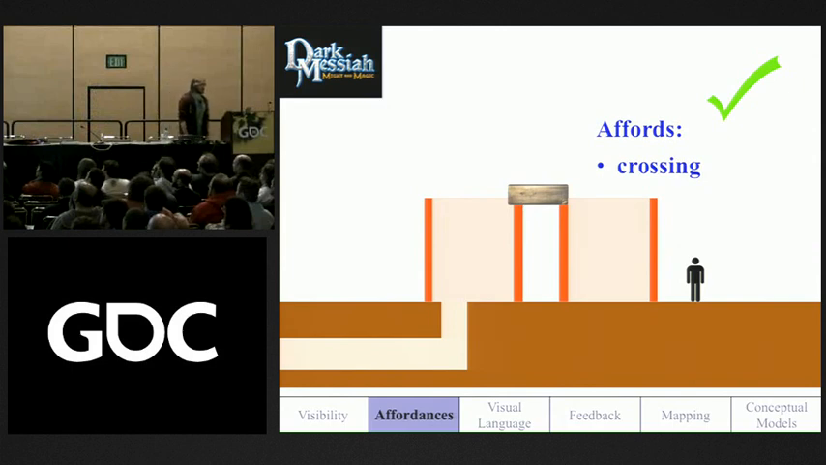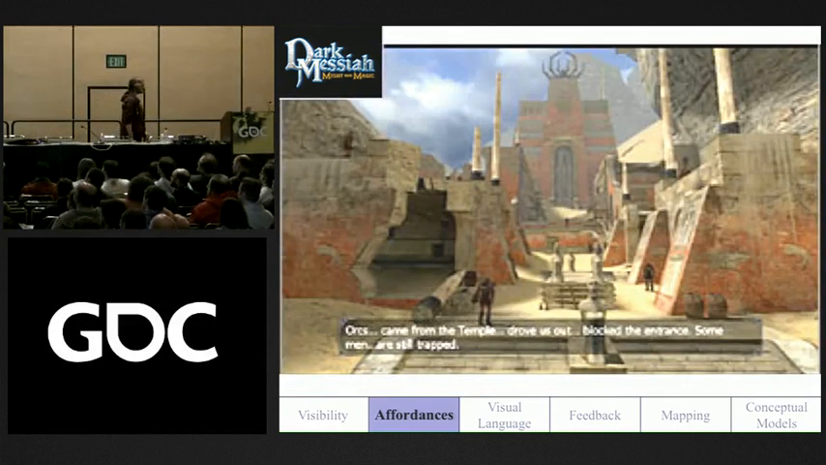This example here, that plank drew attention to make that gap more visible. It also afforded crossing it. It afforded this idea that you could get from building A to building B. Even if the plank collapsed or something like that, you've at least put it in the mind of the player. So visibility and affordance go together really well. First you draw the player's attention to something, then you provide a suggestion about what they should do.